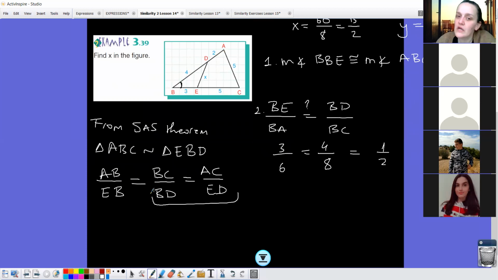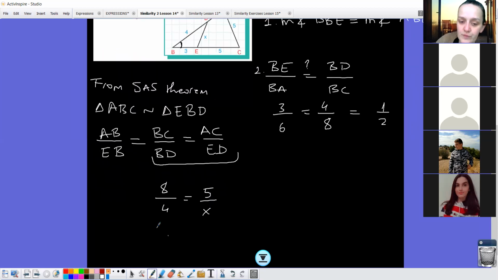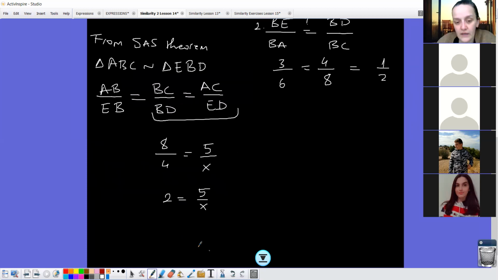The others we know. So BC is 4 over 8, or BC 8 over 4. 8/4 is equal to AC, which is 5 over X. With the cross product, or directly, you can write that this one is 2. 2.5 is the result. Like this, you will get X is equal to 5/2, or 2.5.